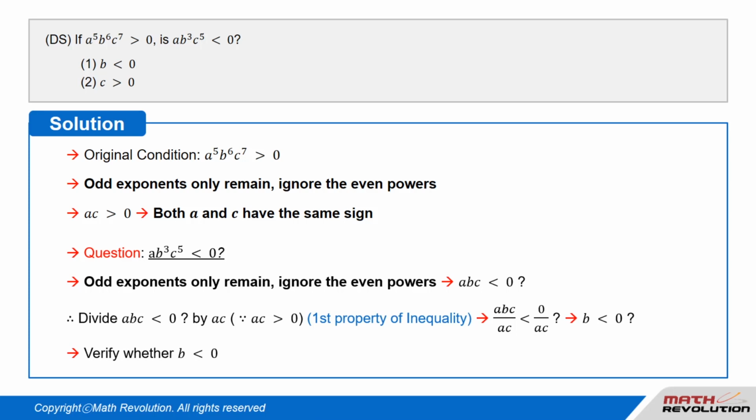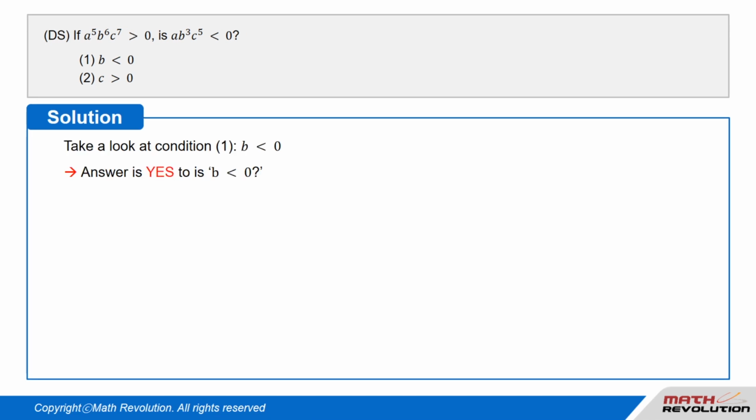As a times c is greater than 0, we can divide a times b times c is less than 0 by a times c to get a times b times c whole over a times c is less than 0 over a times c, or b is less than 0. So we have to verify whether b is less than 0. Let us take a look at condition 1. It tells us that b is less than 0.